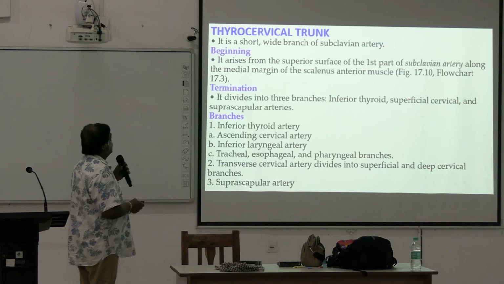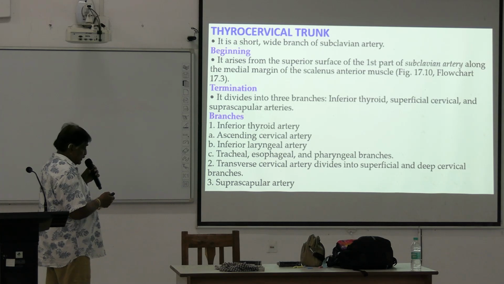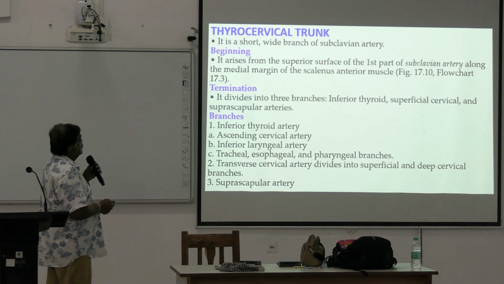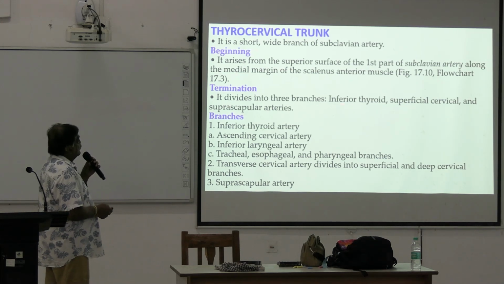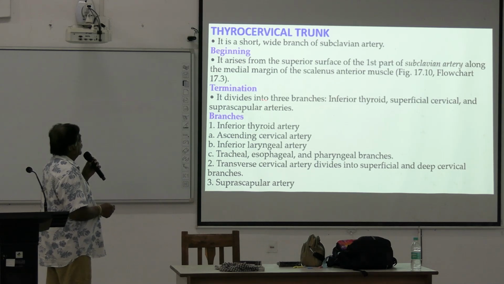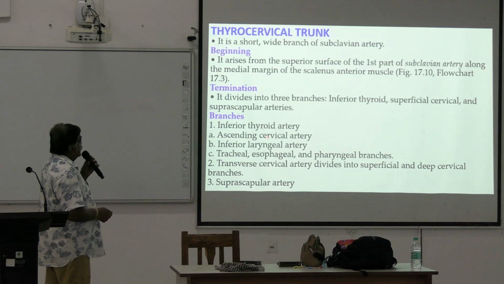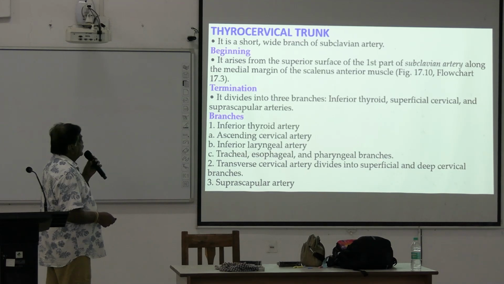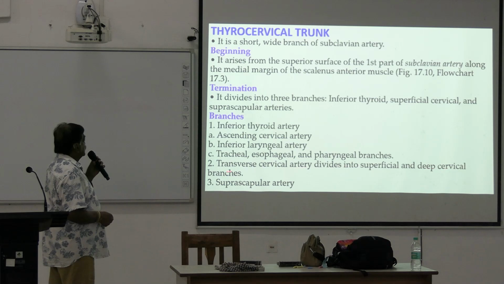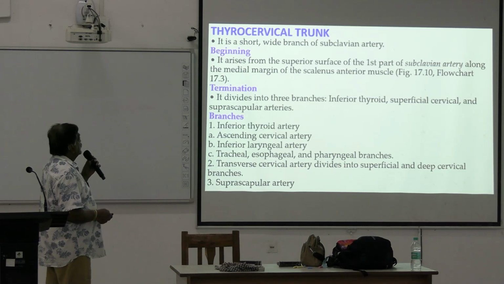Thyrocervical trunk is a short wide branch of the subclavian artery. Beginning, it arises from the superior surface of the first part of the subclavian artery along the medial margin of the scalenus anterior muscle. Termination, it divides into three branches: inferior thyroid, superficial cervical, and suprascapular arteries. Inferior thyroid branches: inferior thyroid artery, ascending cervical artery, inferior laryngeal artery, tracheal, esophageal, and pharyngeal branches. Transverse cervical artery divides into superficial and deep cervical branches. Suprascapular artery.